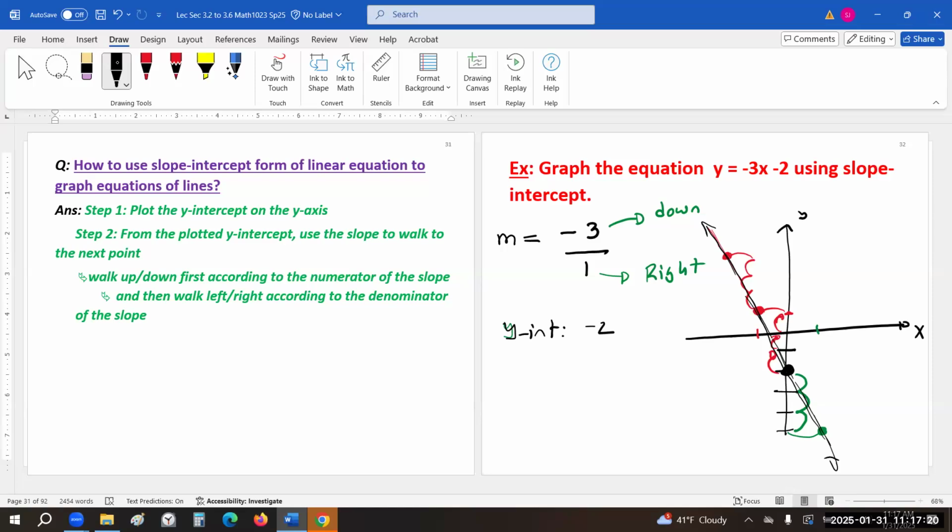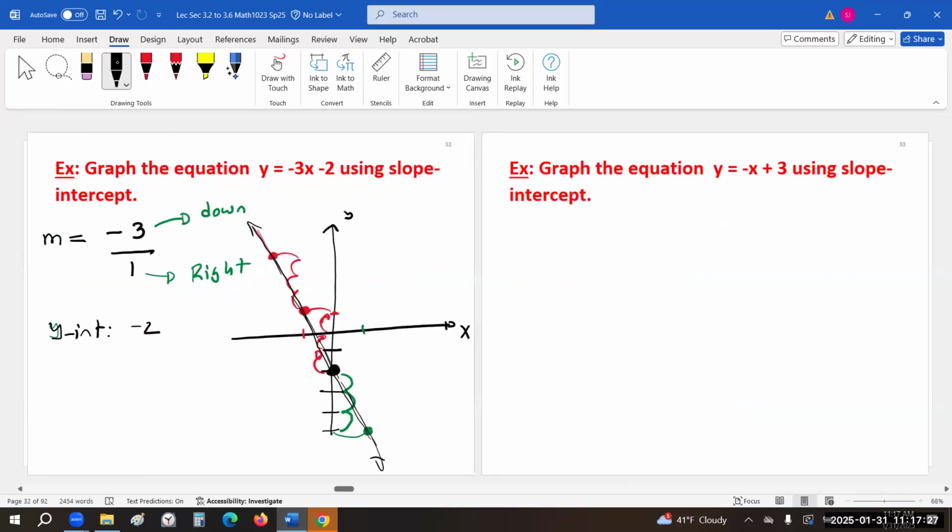Who is confused about walking? Then you try one. Graph using your slope and y-intercept, which is much easier than finding the x-intercept. It's y equals, let me write it bigger. y equals -x plus 3. This is the equation.